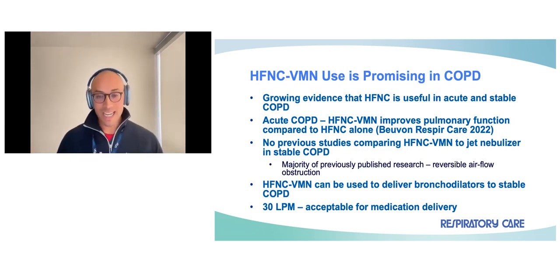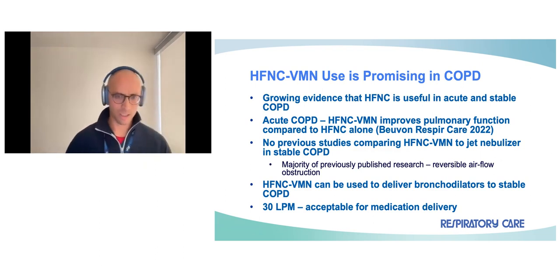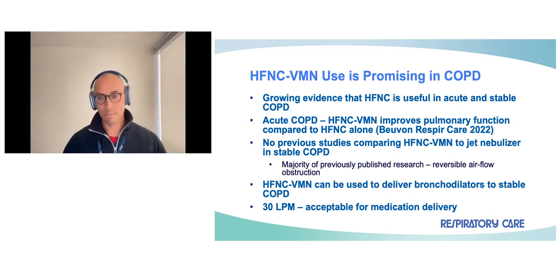Now, from this study, we know that high flow can be used to deliver bronchodilators with vibrating mesh nebs in stable COPD patients. And what I found to be very interesting, very practical, is that you ask yourself, what liter flow can you use? Well, in this study, they used 30 liters per minute. So it seems that that is an acceptable liter flow for medication delivery in this population, which is adults with stable COPD.